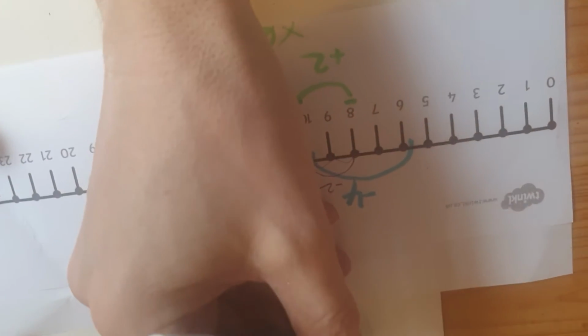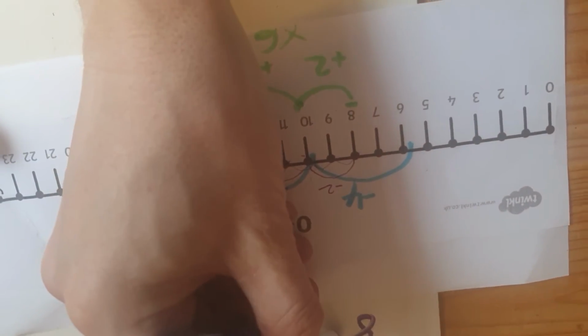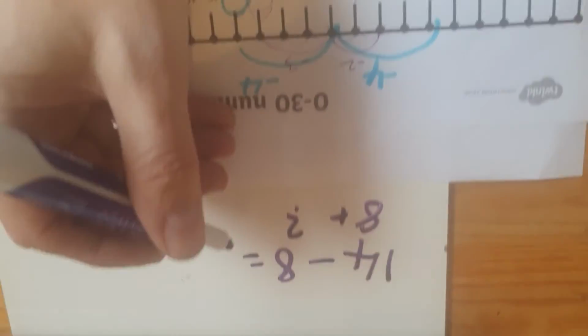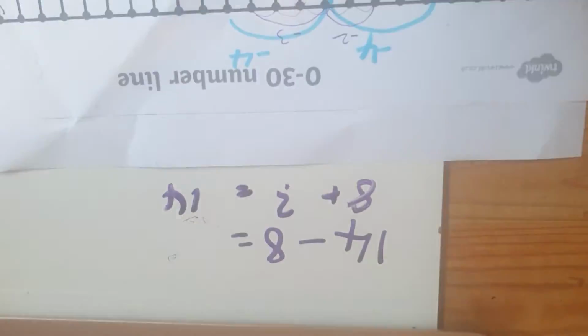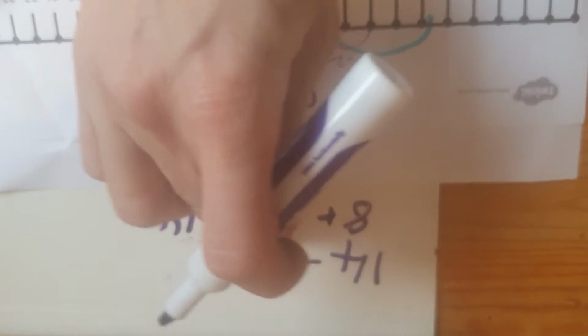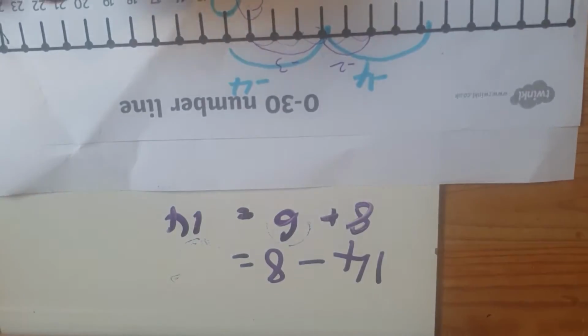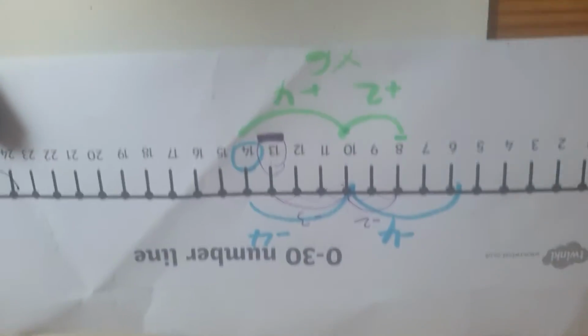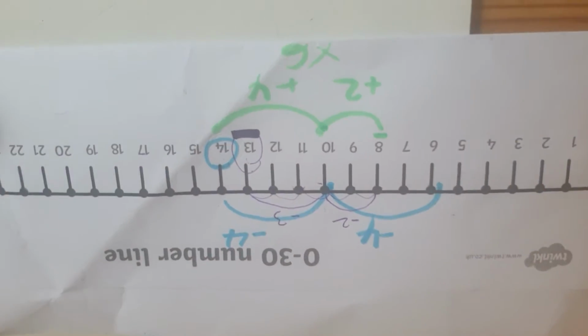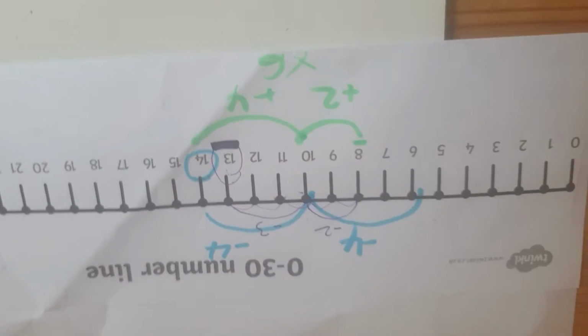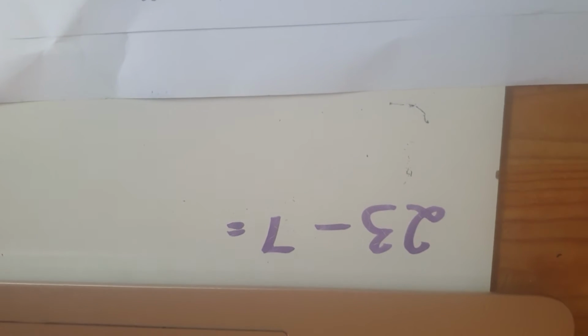So let me just write that down. 8 add something equals 14. And that was 6. So just another way to do it, we can count forward and we can count back. Let's go for slightly bigger numbers.